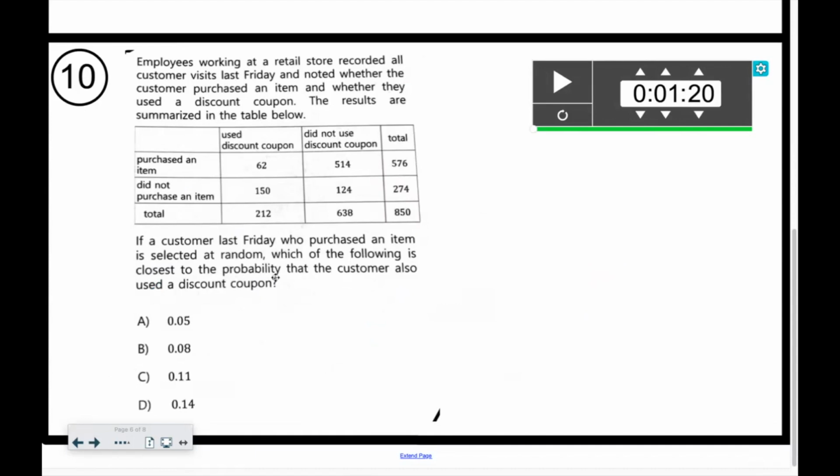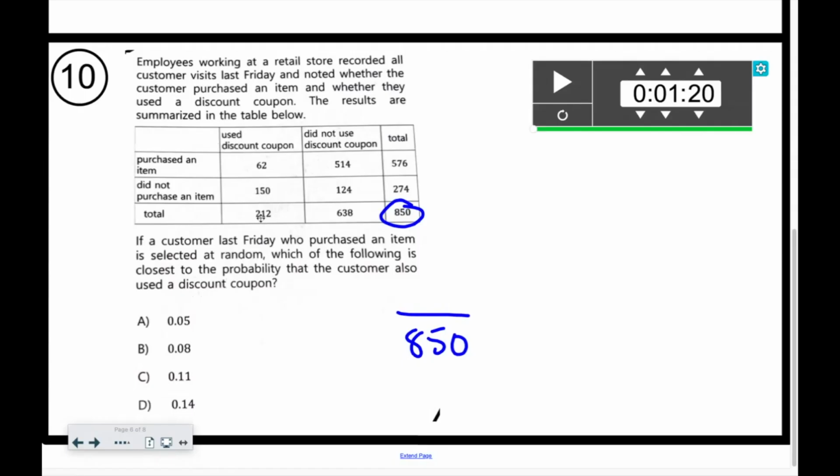So okay, if a customer last Friday who purchased an item is selected at random, so then I would go back and double check. Yeah, this is the whole table. They're not narrowing it down to a row or column. They're saying a customer last Friday, which is the whole table, who purchased an item is selected at random. So I know it's out of 850. What is the probability that the customer also used a discounted coupon? So that is just anybody in this column.